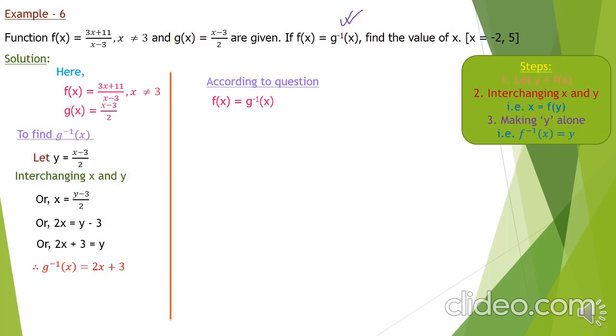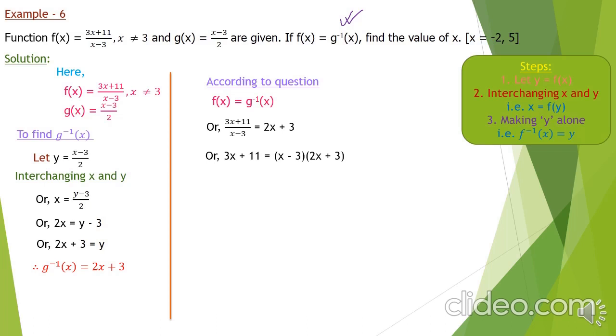What is according to equation? f(x) is equal to g inverse(x). Now we have to substitute the values: f(x) is (3x + 11)/(x - 3) and g inverse(x) is 2x + 3. On cross multiplication, you can see it on your screen: 3x + 11 is equal to (x - 3)(2x + 3).